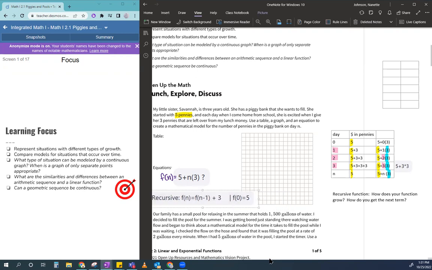So there's my recursive function. Do you see the difference between them? See, this one has f of n minus 1. I saw earlier someone put f of 5 plus n times 3, and no. Yeah, so if you put that, just fix it. That's wrong, right? Don't do that. So when you're doing the recursive function, you're literally looking for how does your function grow, or how do you get to the next term? Okay. I did my table, check.